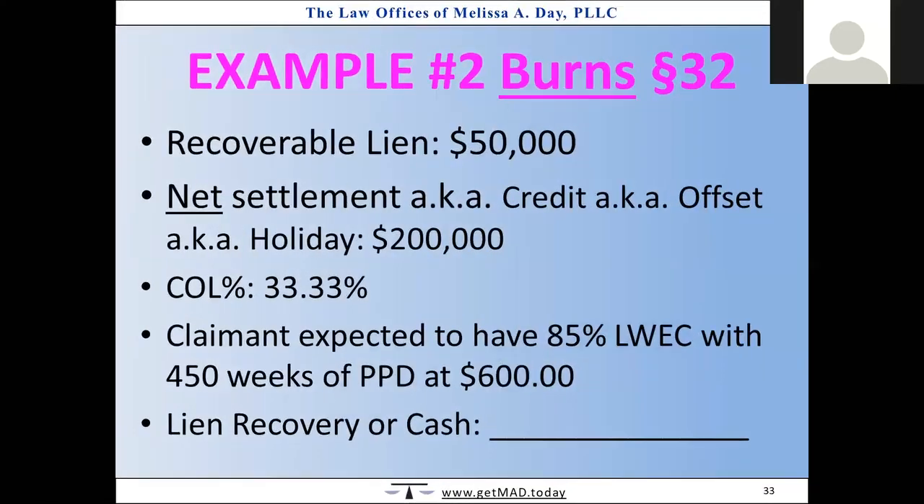There was another example. Let's assume in this example that your recoverable lien is $50,000, and the claimant's net settlement, in other words, the credit that's available to you, is $200,000, and our percent cost of litigation is 33 1/3. In this one, there's a larger future liability. The claimant is expected to be classified with an 85% LWAC. The claimant's not classified at the time of the recovery, but it's a reasonable expectation that the claimant will have an 85% LWAC, which would lead to 450 weeks of PPD at $600 a week.